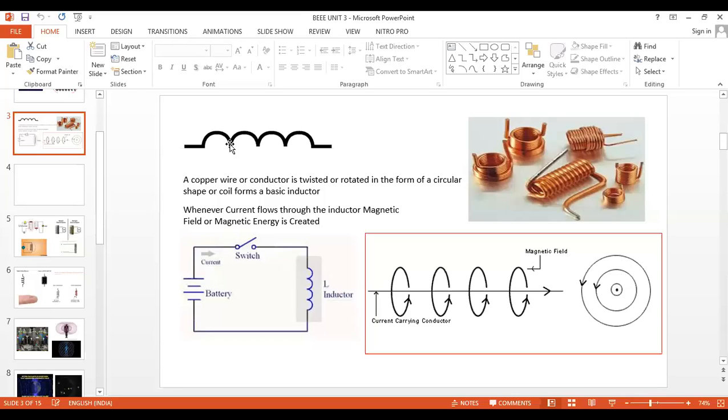The next one is nothing but, I want to create maximum magnetic energy. So what I have to do is take this copper wire and rotate it in a circular shape. All of you see, these are the examples. If you go and ask in the electric shop, they will give you this one. For 10 rupees you can purchase. All are circular-shaped copper wires.